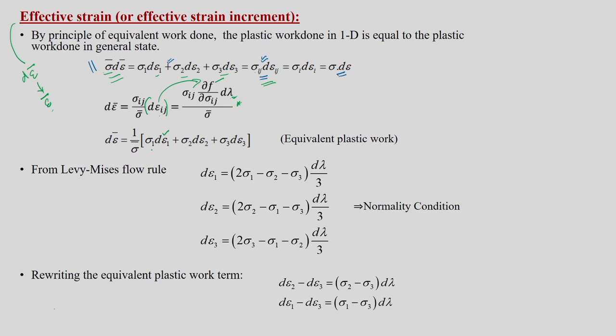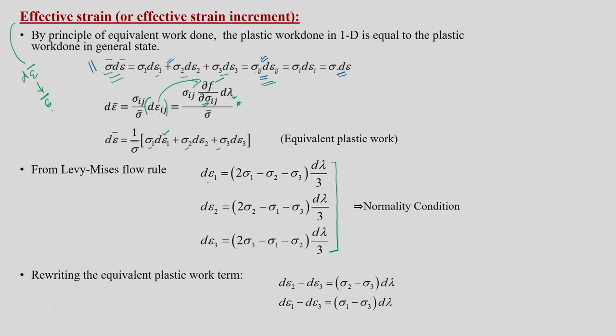So, 1 by sigma bar into sigma 1 d epsilon 1 plus sigma 2 d epsilon 2 plus sigma 3 d epsilon 3. And I want to get strain increments here, so that I can rewrite sigma 1, 2 and 3 in terms of d epsilon 1, 2 and 3, so that the entire equation becomes a function of strain increments only. Whenever I want to get a relationship between principal stresses and strain increment, I need to go for the normality condition, or I can get it from the normality equation also, but here we are going to use your Levy-Mises flow rule. Both can be used.